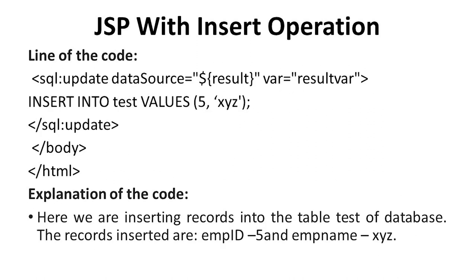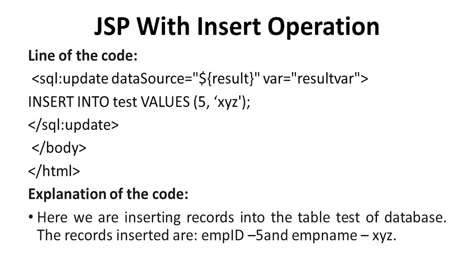So in the next line of code we use sql:update dataSource equal to "${result}" variable equal to "result". So in the next line we insert the values. The code is: insert into test values (5, 'xyz'). We terminate the line, we terminate sql:update, we close the body tag, we close the HTML tag.